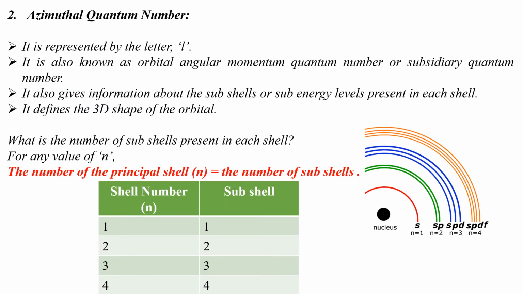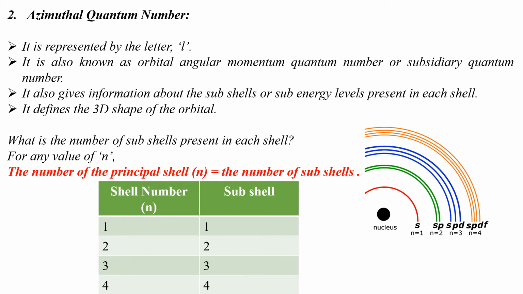Now, let's learn about azimuthal quantum number. This is the second quantum number. It is represented by the letter L. It is also known as orbital angular momentum quantum number or subsidiary quantum number. These are the other names of azimuthal quantum number. It gives information about the subshells or sub-energy levels present in each shell. It also defines the three-dimensional shape of the orbital. This we will deal with in later classes.